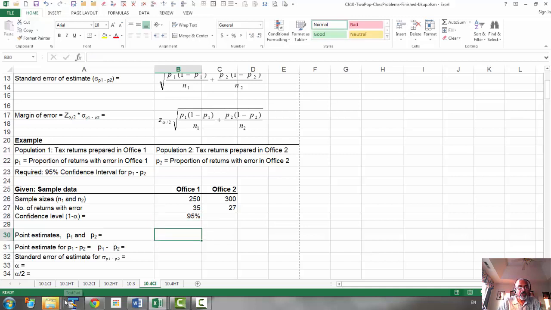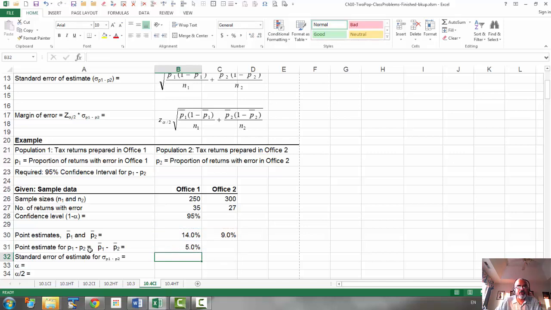Now P bar sub 1 and P bar sub 2, the point estimates, are how many were bad, and bad is the success. You remember, success in quotation marks. That's what we are trying to analyze. So that divided by the sample size. We can express this as a percentage if you like. Now the point estimate for the difference is the first one minus the second one. So that's our point estimate for the difference.